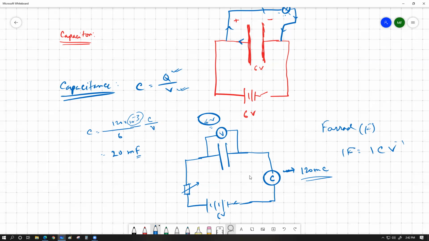The definition of 1 farad is: the capacitor that stores exactly 1 coulomb charge for a voltage difference of, not across its plates, I'm going to say it again.